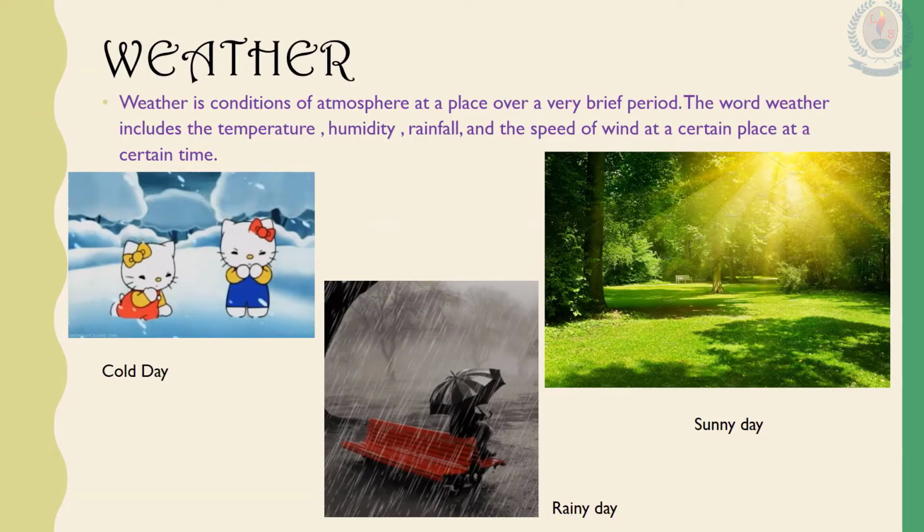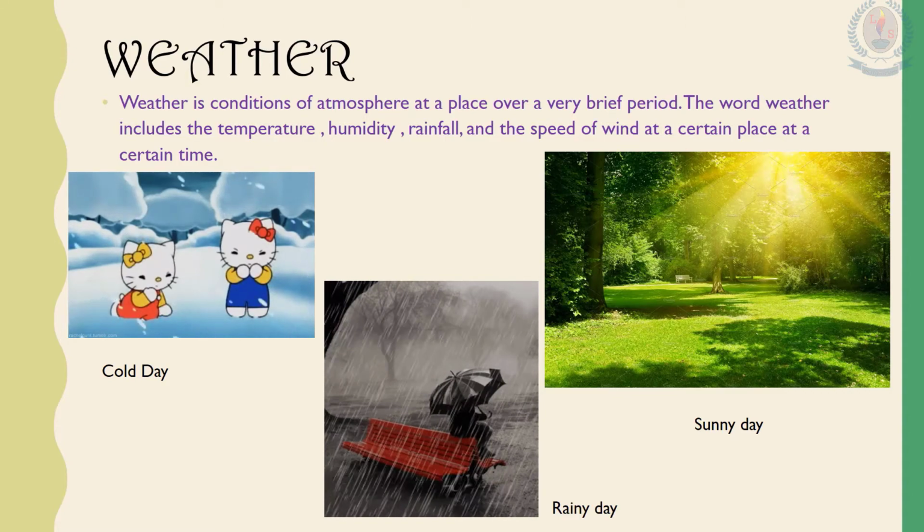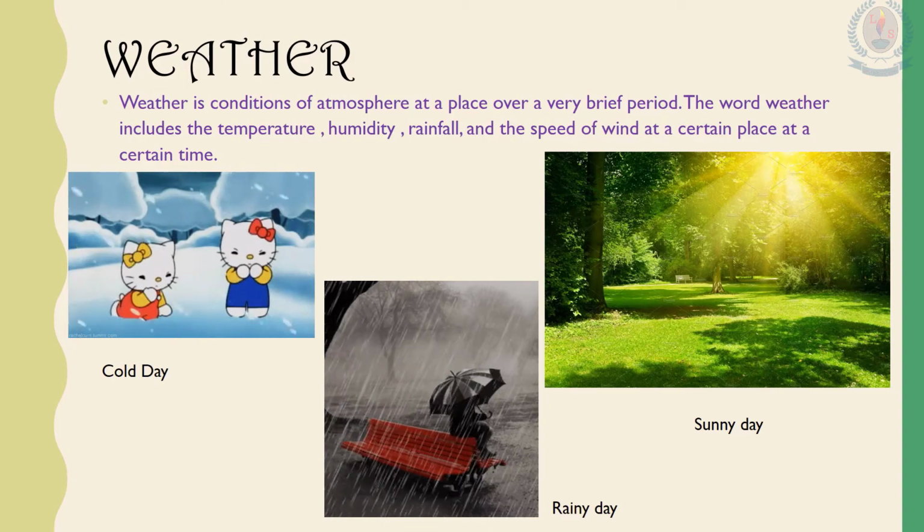Weather. Weather is the condition of the atmosphere at a place over a very brief period. The word weather includes the temperature, humidity, rainfall and the speed of wind at a certain place at a certain time. Can you see these pictures?